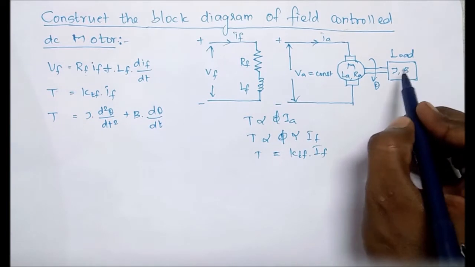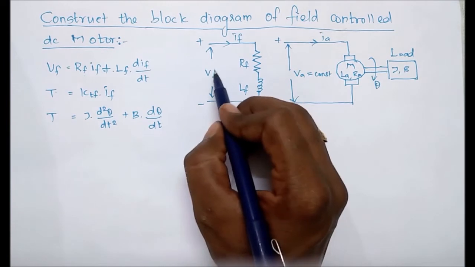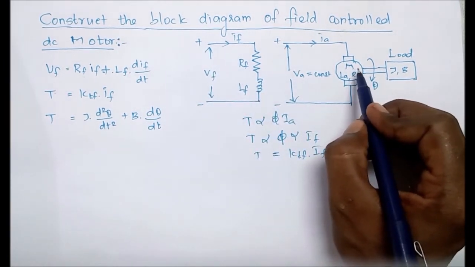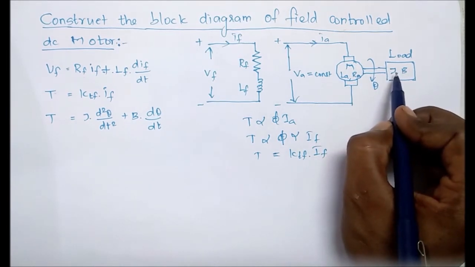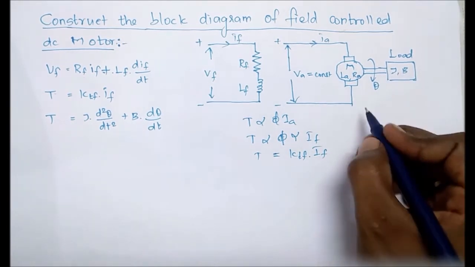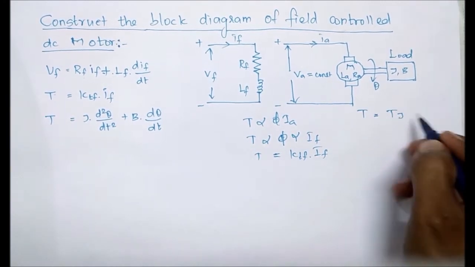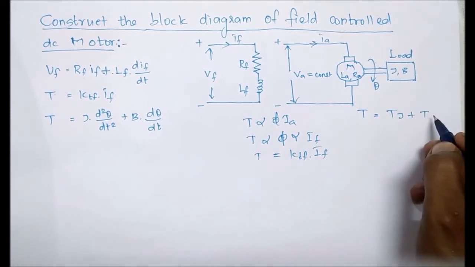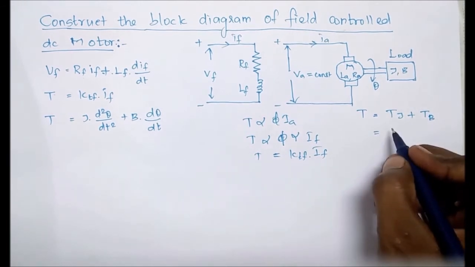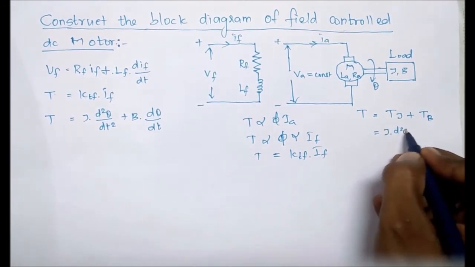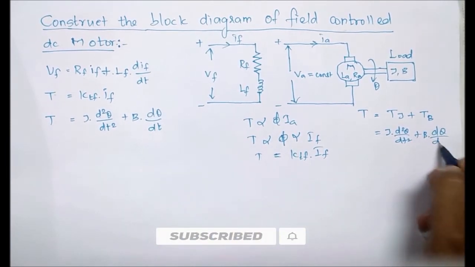Next, by varying the field voltage, we can produce the torque. The torque will be applied to this load. This load consists of moment of inertia J and dashpot B. According to the torque balance equation, applied torque equals the opposing torque produced by the moment of inertia plus the opposing torque produced by the dashpot. So we know Tj equals J into d square theta divided by dt square, plus Tb equals B into d theta divided by dt.